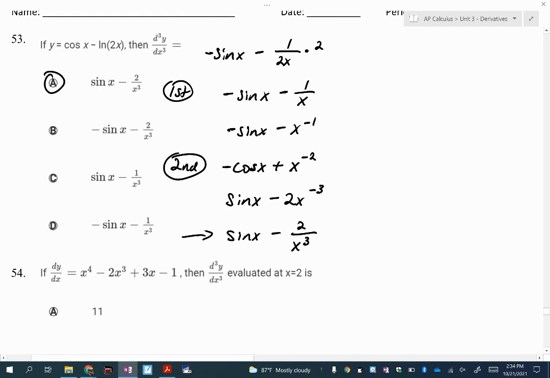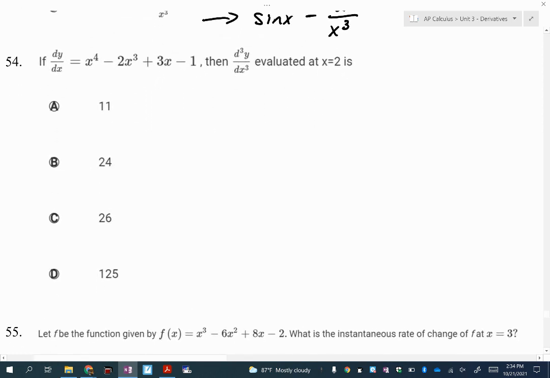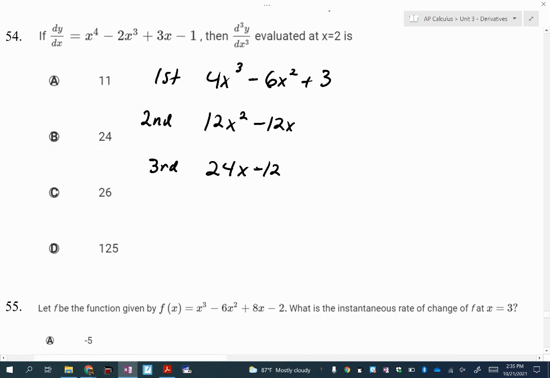There's the third one. Okay, now here's another problem where we find the third derivative, but we have to evaluate it at 2. So the first derivative is going to be 4x cubed minus 6x squared plus 3. The second derivative is going to be 12x squared minus 12x, and then 3 goes away. Here's the third derivative, 24x minus 12, and we're plugging in 2.